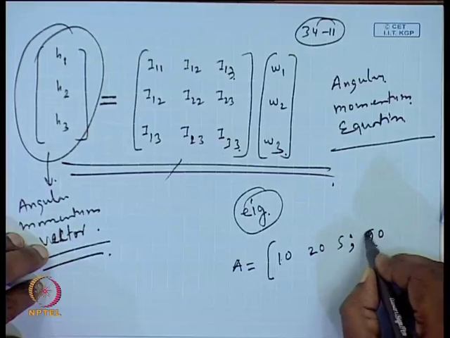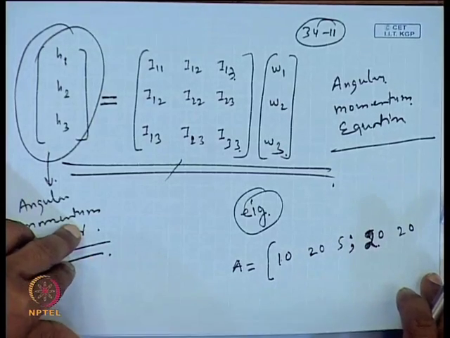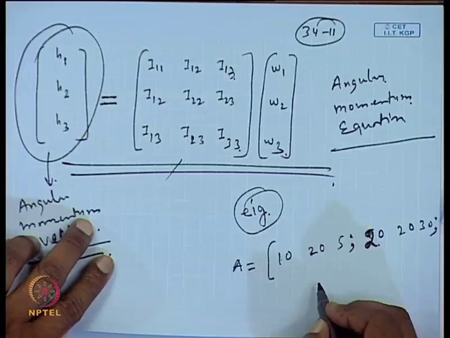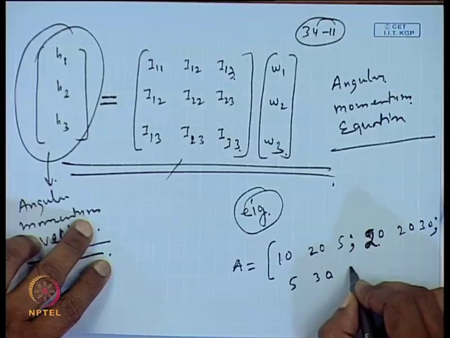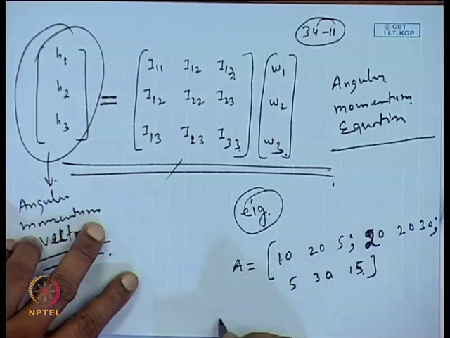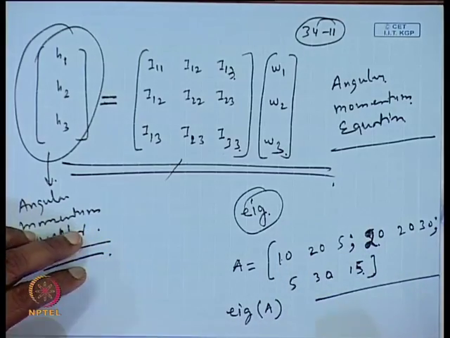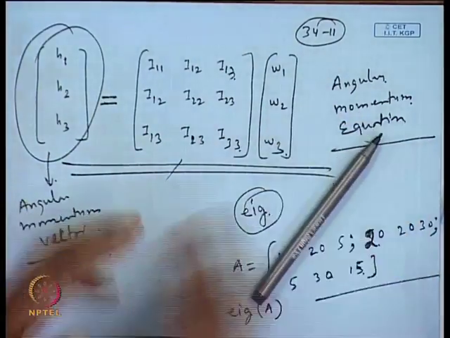So, this is the symmetric matrix, this will be 20, and then let us say this is again 20, and the last term is 30, then again separated by a semicolon, and then it is a 5, 30, and let us make this 15. Okay. And if you give in MATLAB this command eig(A), it will give you the list of the eigenvalues of this matrix. So, this is the moment of inertia matrix, these are the diagonal terms and the off diagonal terms. So, off diagonal terms are nothing but basically the products of inertia.